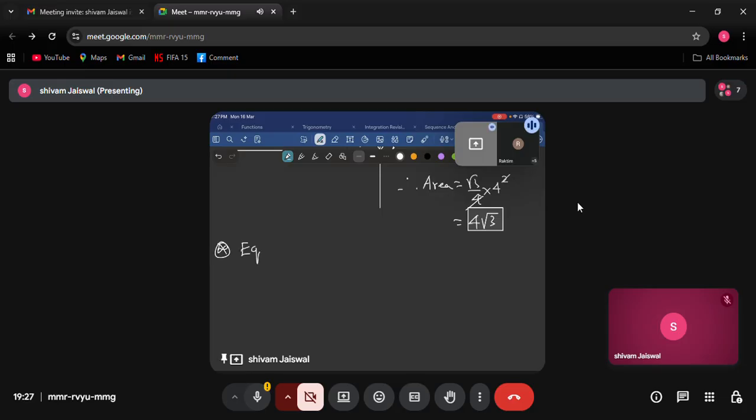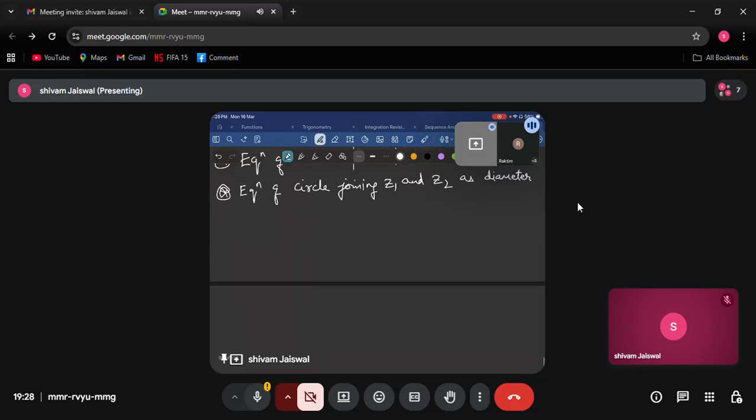So everyone, equation of a circle. What is the equation of a circle? Equation of a circle is mod of z minus z naught equal to r. Right. Next. And what is the equation of the circle joining z1 and z2 as the diameter?